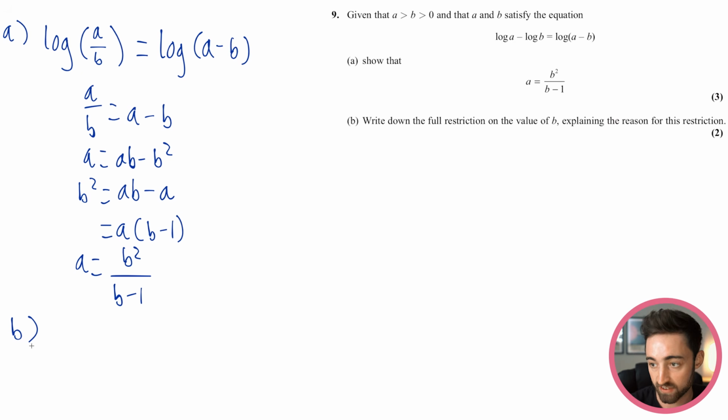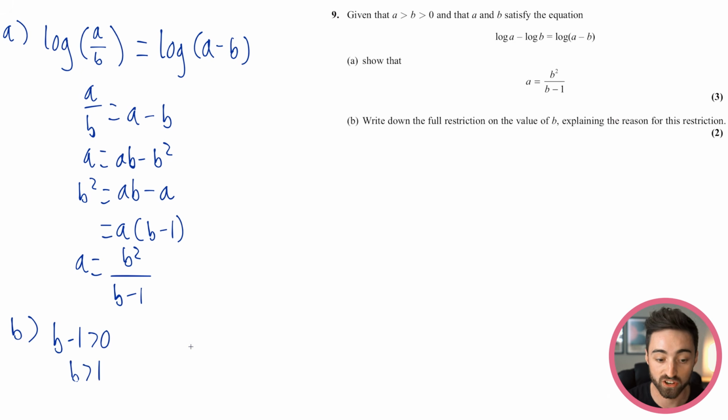And look at what we've just derived. We've derived that a is equal to b squared, so this thing's always positive, divided by b minus 1. Now we know that a must be positive because b is greater than 0 and a is greater than b, so a is definitely greater than 0. Look at the bottom here. If a has to be positive, this thing on the bottom has to be positive. So we know that b minus 1 must be greater than 0. Therefore b must be greater than 1.